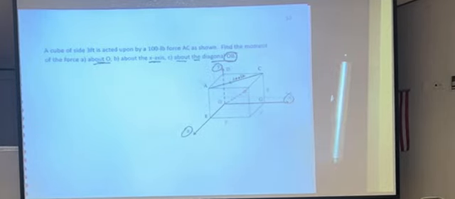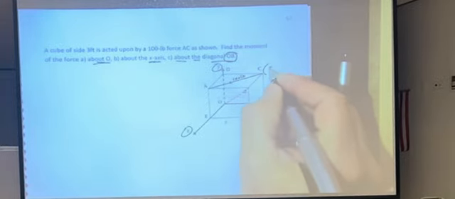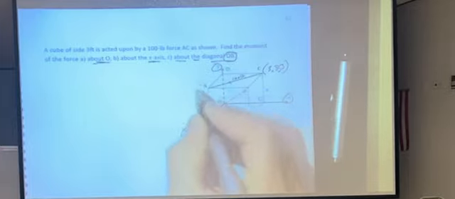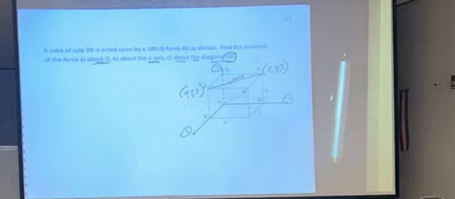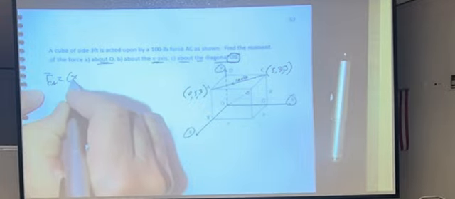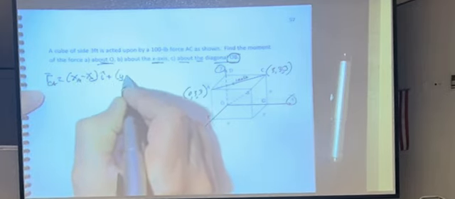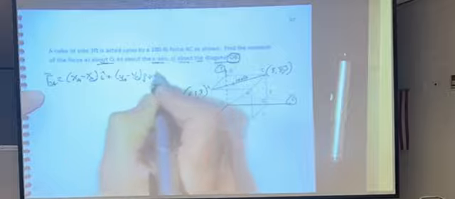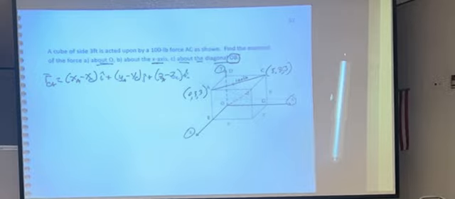So let's do it. Coordinates of C, 3, 3, 0. Coordinates of A, 0, 3, 3. Therefore, our CA vector is (XA minus XC)i plus (YA minus YC)j plus (ZA minus ZC)k. Who's not with me? Speak or forever hold your peace. All right.